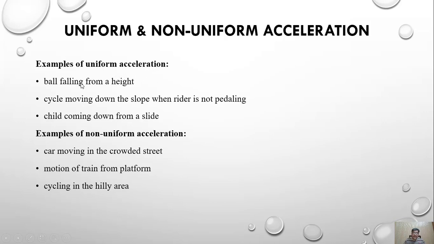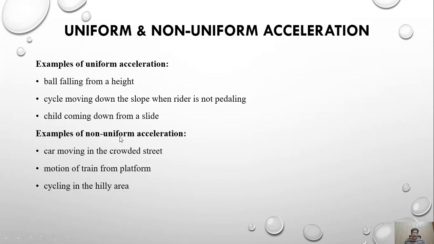Example of uniform acceleration. When we drop a ball from some height, the ball falling from a height will continuously move with constant acceleration, so it will be a uniform acceleration. Similarly, a cycle moving down the slope when the rider is not pedaling is also uniform acceleration. A child coming down from a slide is a uniform acceleration.